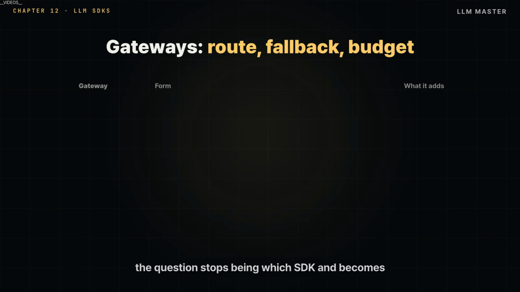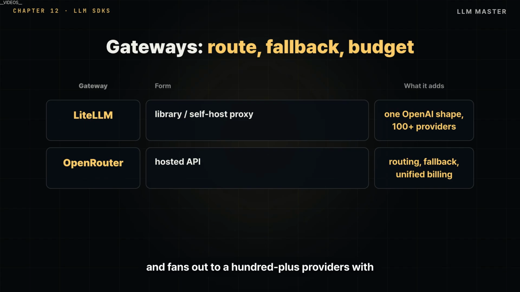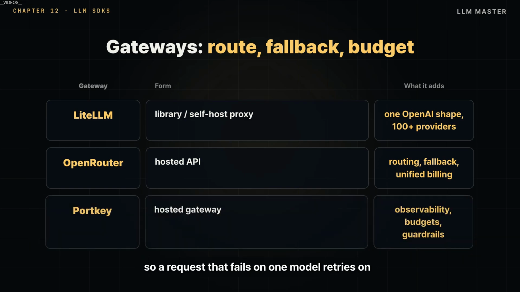At production scale, the question stops being which SDK and becomes which gateway. A gateway is a layer, self-hosted or hosted, that sits between your app and every provider, giving you one endpoint and a set of powers you'd otherwise build by hand. LiteLLM, beyond the library, runs as a proxy that exposes the OpenAI shape and fans out to 100+ providers with keys managed centrally. OpenRouter is a hosted API that unifies billing across vendors and adds routing and automatic fallback, so a request that fails on one model retries on another.